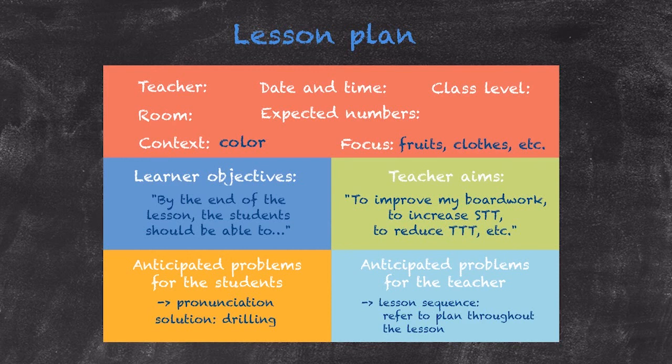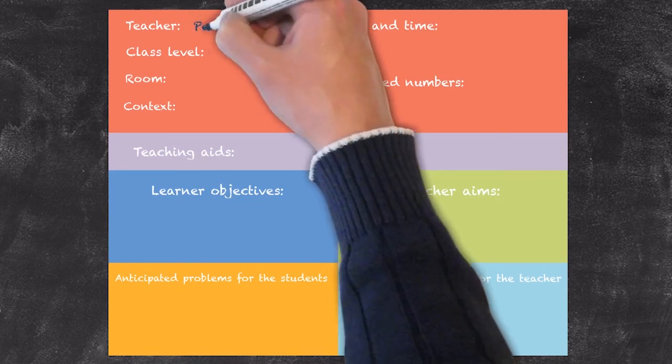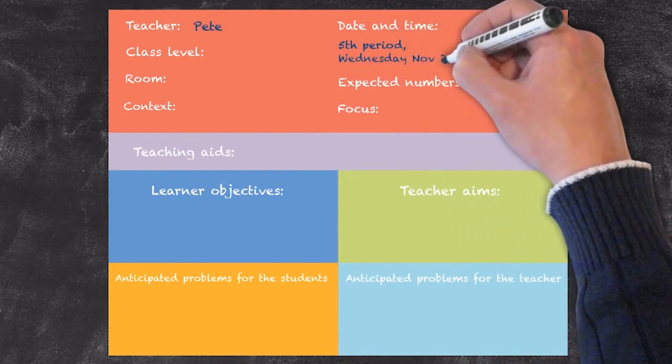What we're going to do now is to fill out an actual lesson plan using this particular form. Okay, so we're going to use this pro forma as our lesson plan, and we're going to fill one out as though we were planning for an actual lesson. So we start off with some basic information about the class. So the name of the teacher, date and time, and the class level.